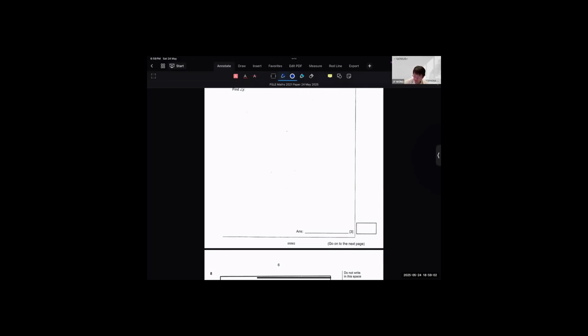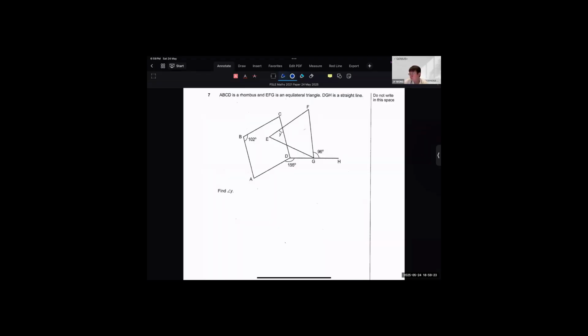The answer is 67 degrees. Okay. What do we know? The question tells you that number one, ABCD is a rhombus.